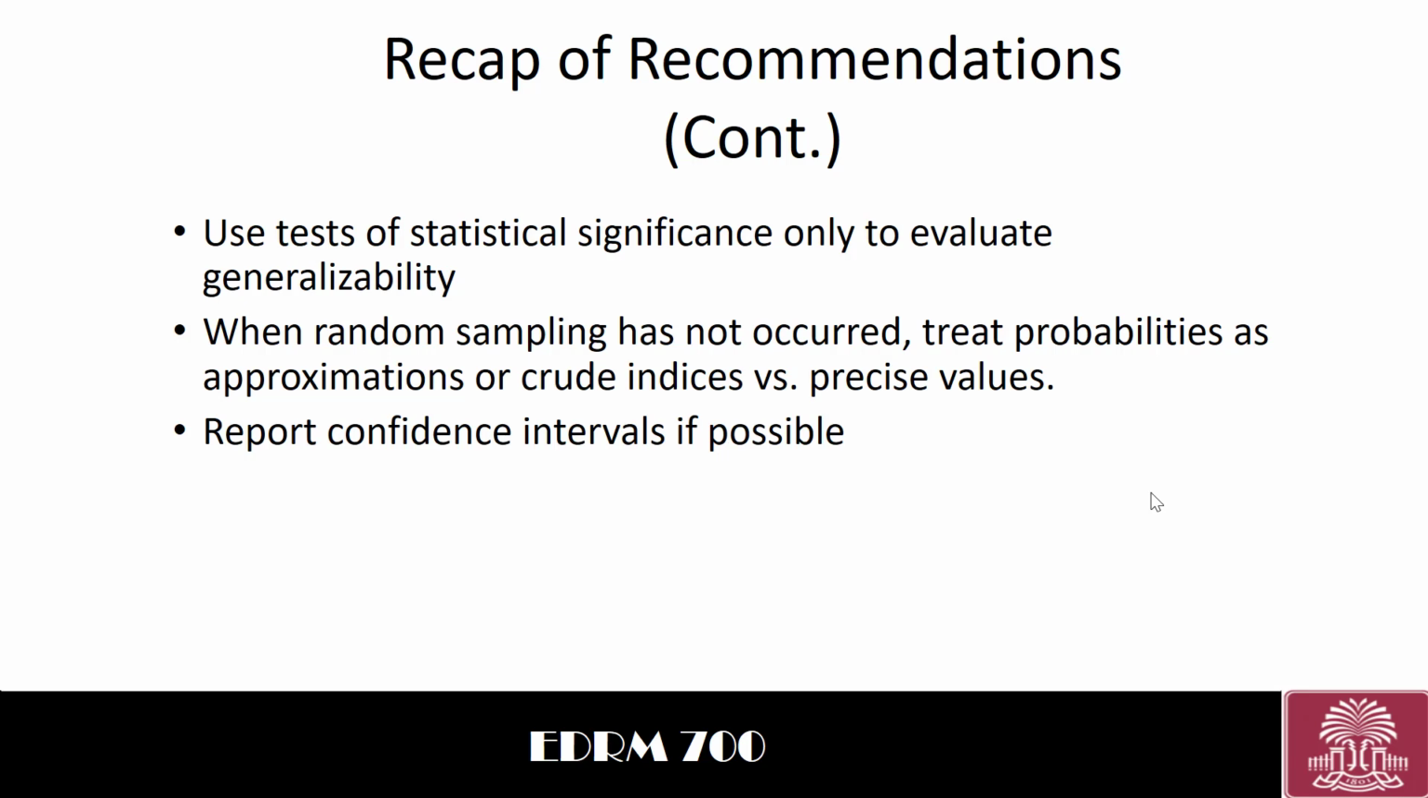When random sampling has not occurred, we should treat the probabilities as approximations or crude indices rather than precise values. We cannot generalize if we have not obtained a random sample. It's important to report confidence intervals if possible. Remember that at this point you should not have the confidence to go out and actually conduct data analysis. This is a broad introduction of related concepts.